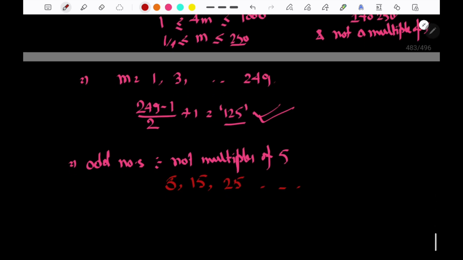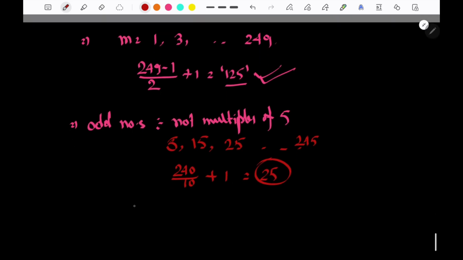So what is the total value? The difference is 10, and the last value is 245. So that is 240 divided by 10 plus 1, so the total number is 25. So from case 1, how many values are coming? The values that are coming are the total odd numbers, that is 125 minus 25, which is equal to 100.